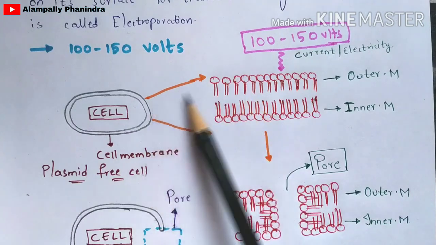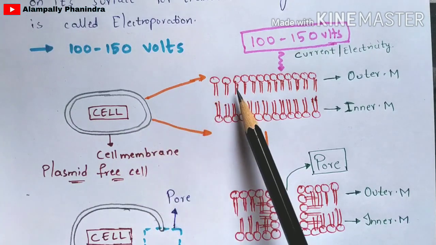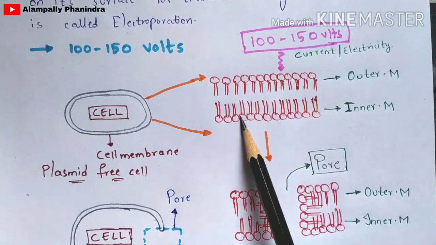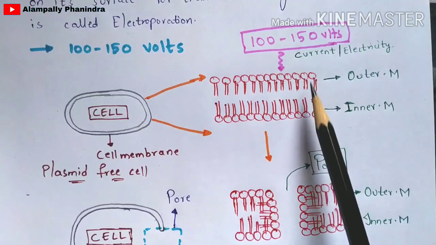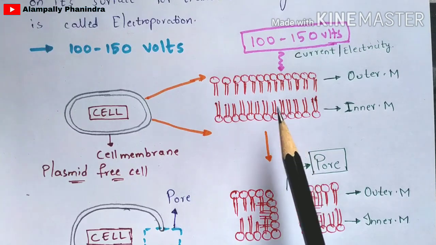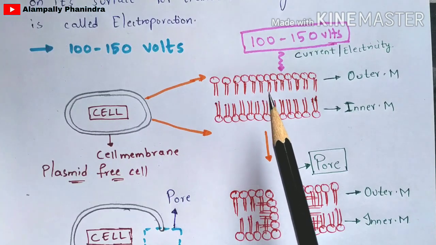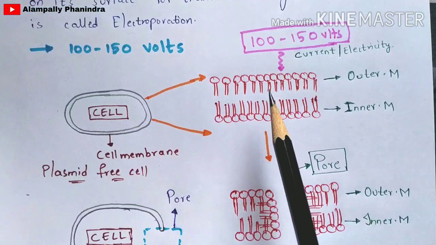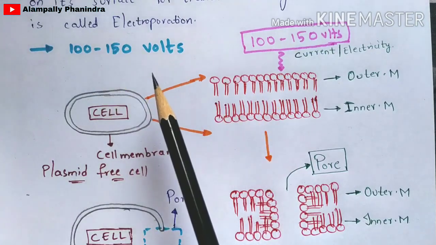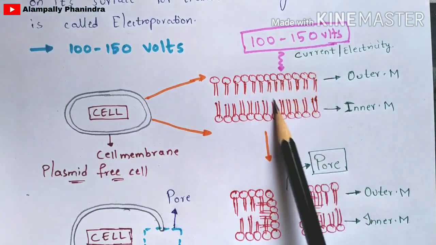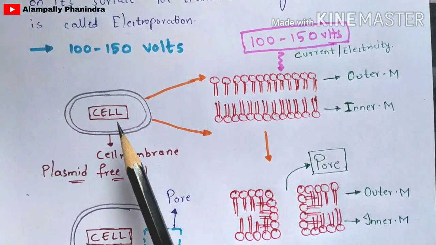If you zoom in on this region of the cell membrane, you can see it like this with the help of a microscope. This will be the outer membrane of the cell, and this will be the inner membrane of the cell. Both together constitute the cell membrane, as all of us know. Now what are you going to do to this cell membrane? You are going to apply a small electric current to it. The current you apply is 100 to 150 volts of electricity, applied to this cell membrane.